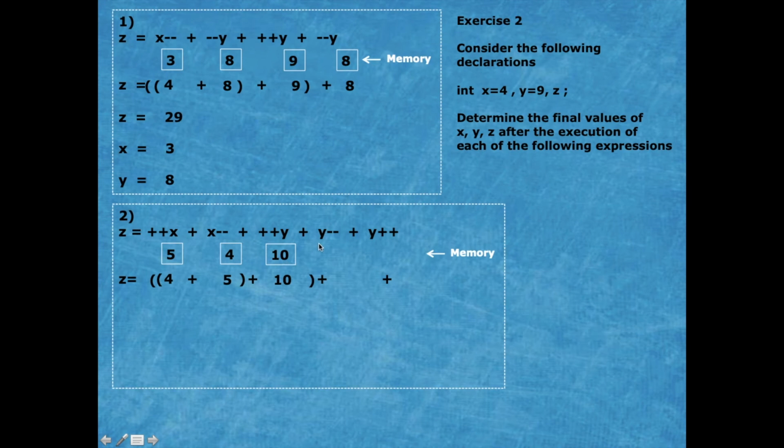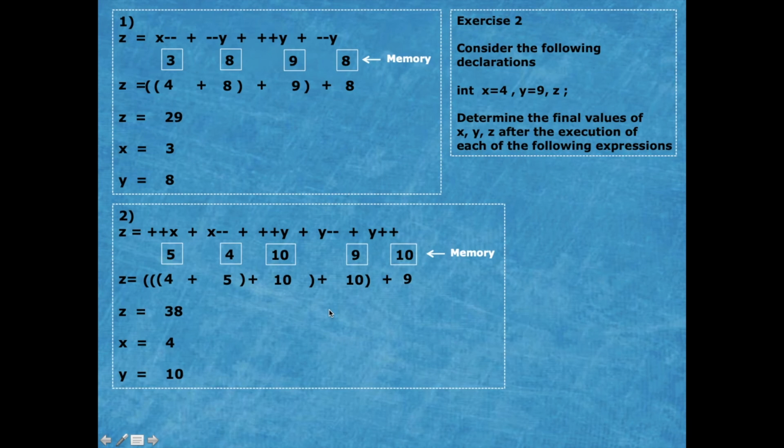Currently y is 10. Y minus minus, so use the old value of y here, which is 10, and then decrement it by 1. It becomes 9. Again, because of this plus, we need to do addition. So this was 4 plus 5, 9, plus 10, 19, plus 10, 29. Moving further to right, y is currently 9, y plus plus, so post increment, use 9 here and then increment it by 1, it becomes 10. Okay, so finally z is equal to 38, x is equal to 4 and y is equal to 10.